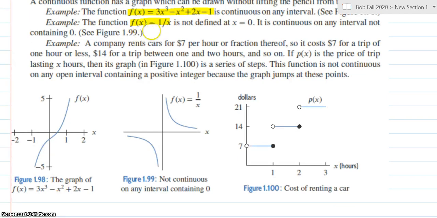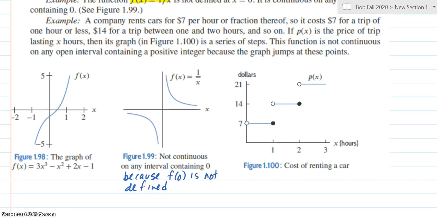Our next example is an example of a rational function. And a rational function we know is not defined at 0. So it's not going to be continuous there. If I try drawing my graph from left to right here, when I get to 0, I have to lift up my pencil to get over here. So it's not continuous at 0. It's not continuous on any interval containing 0 because f of 0 is not defined.